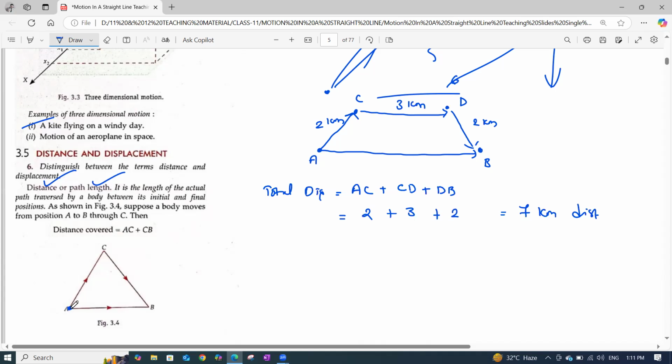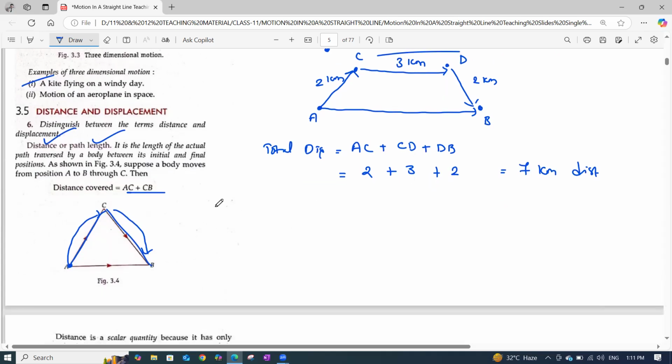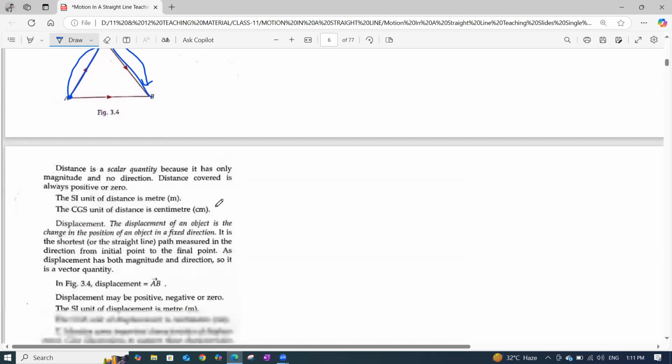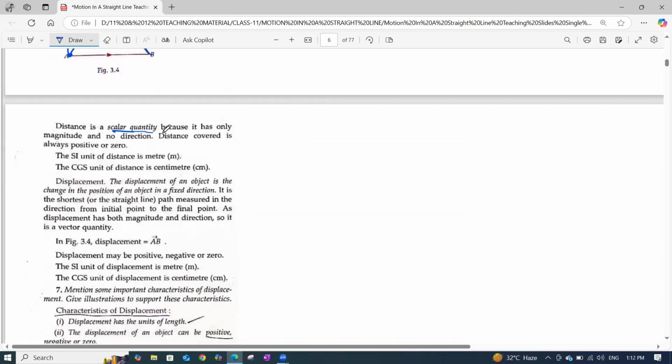For example, here also the body is traveling first A to C and then from C to B. So total distance is A to C plus C to B. Like that you can take it. So the definition of distance is the total length or total path traveled by a body. Next, distance is always a scalar quantity because it has only magnitude. There is no direction, and it always has to be taken positive. So distance values will be positive or distance can be 0, but distance will never be negative. We cannot find any negative distance.